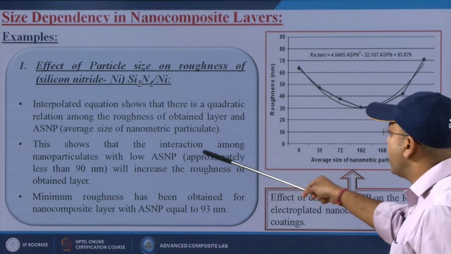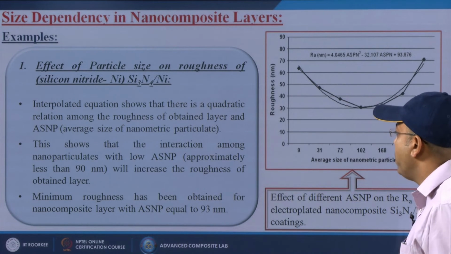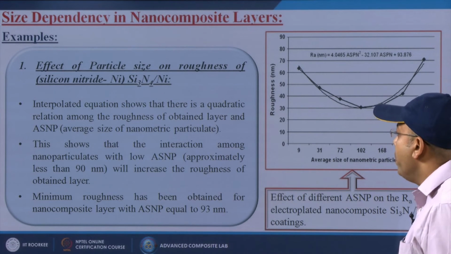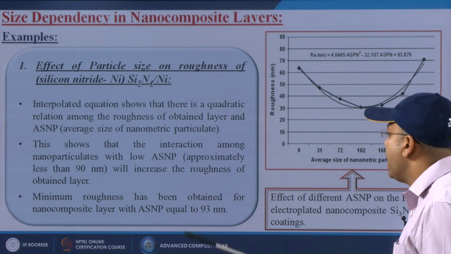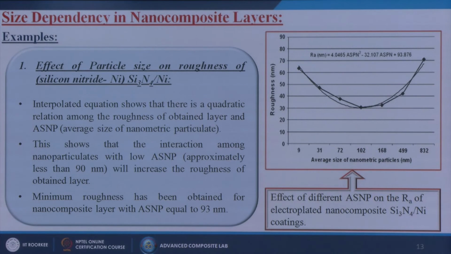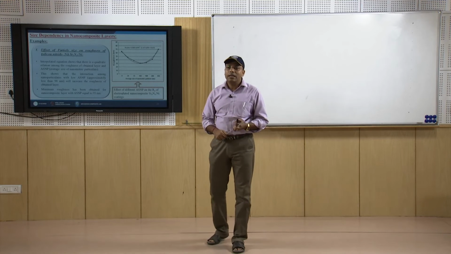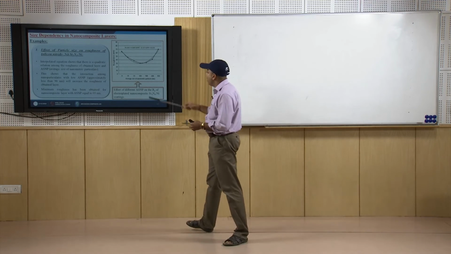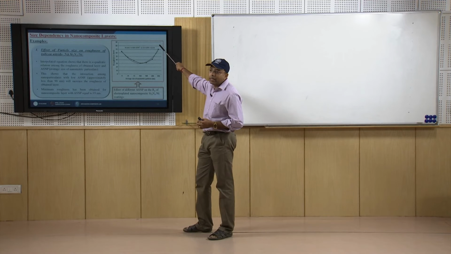This shows that the interaction among nanoparticulates with low ASNP, approximately less than 90 nanometer, will increase the roughness of the obtained layer. Minimum roughness has been obtained for the nanocomposite layer with ASNP equal to 93 nanometer. Here, the roughness is generally given in the nanometer range, and here is the average size of nanometric particles. From this case you can see that when we increase the particle size up to a certain point, the roughness is reducing, but after that agglomeration of particles takes place when you increase the particles further, and that is why the roughness is again increasing.